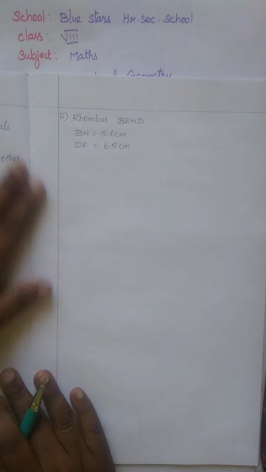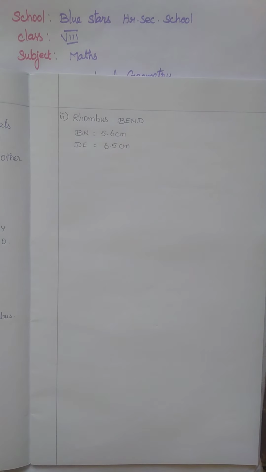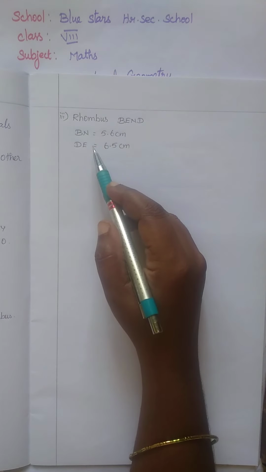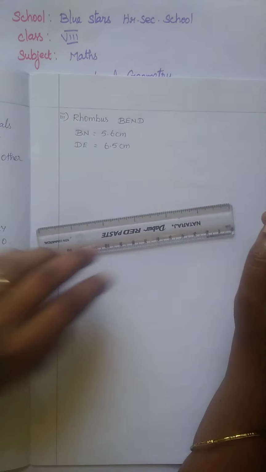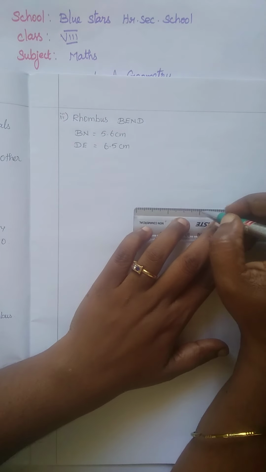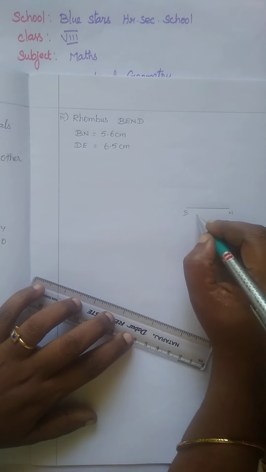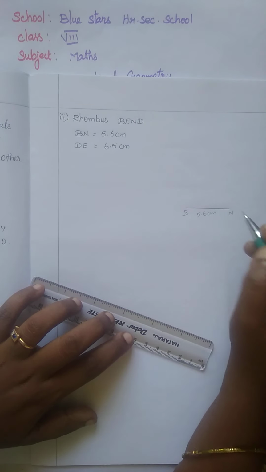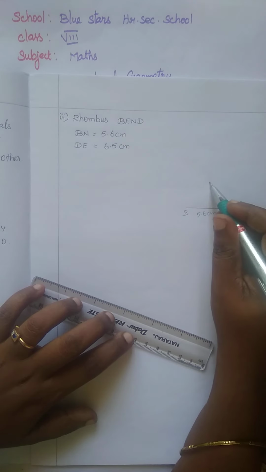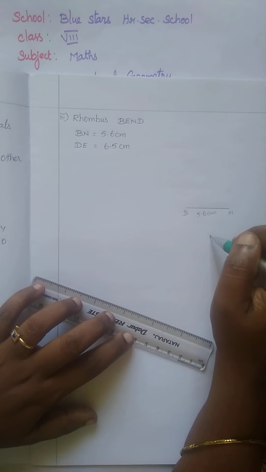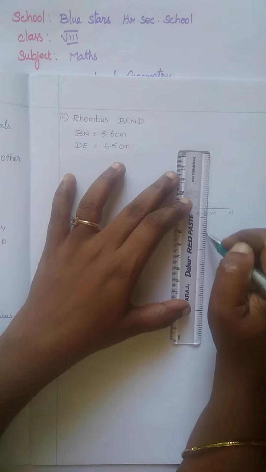Next one is rhombus. So in rhombus we know all the sides are equal. Now what is given is BEND only. First we draw BN, here we have drawn it. BN, this is 5.6 centimeter is given. BEND should come. So this is DE, correct? DE is 6.5 centimeter.